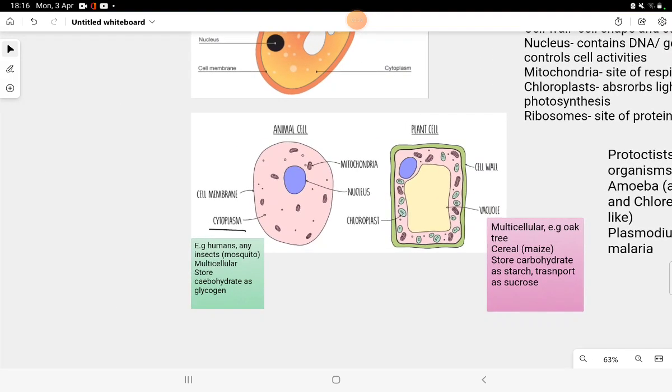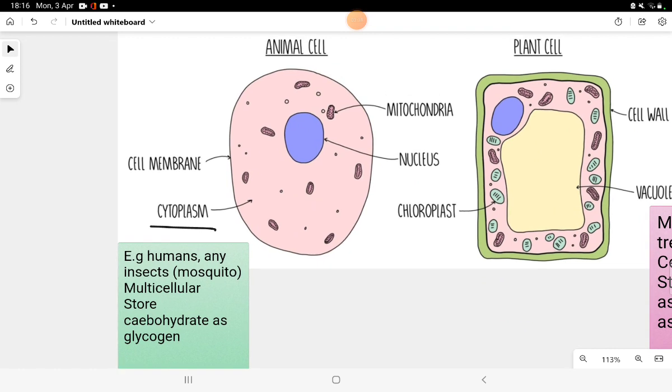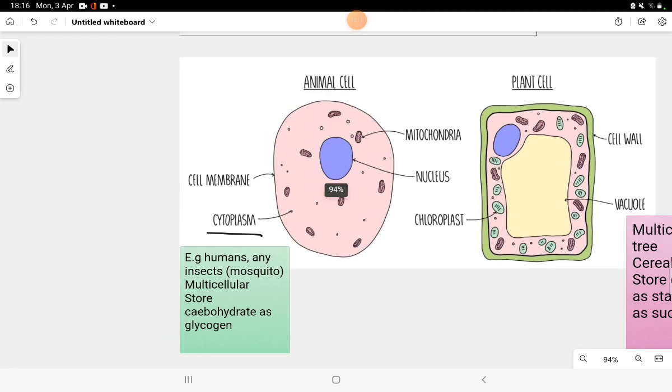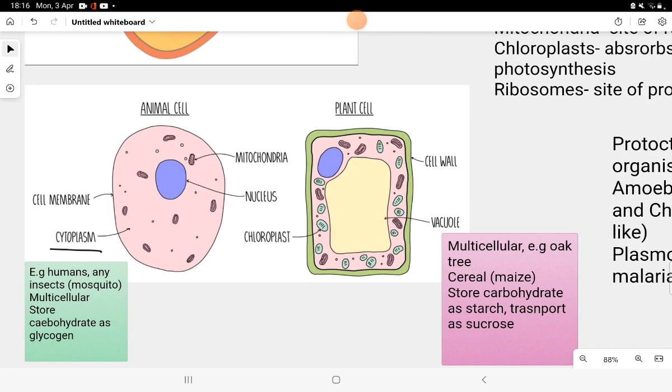Now you also need to know some examples of animal and plant cells, which I've included here. So animal cells, you can mention mammals such as humans, or you can mention any insects, and make sure you give a specific example such as mosquitoes. Animals are multicellular, so are plants and so are fungi, so make sure you learn that. And in animal cells, carbohydrates are stored as glycogen, which is really important.